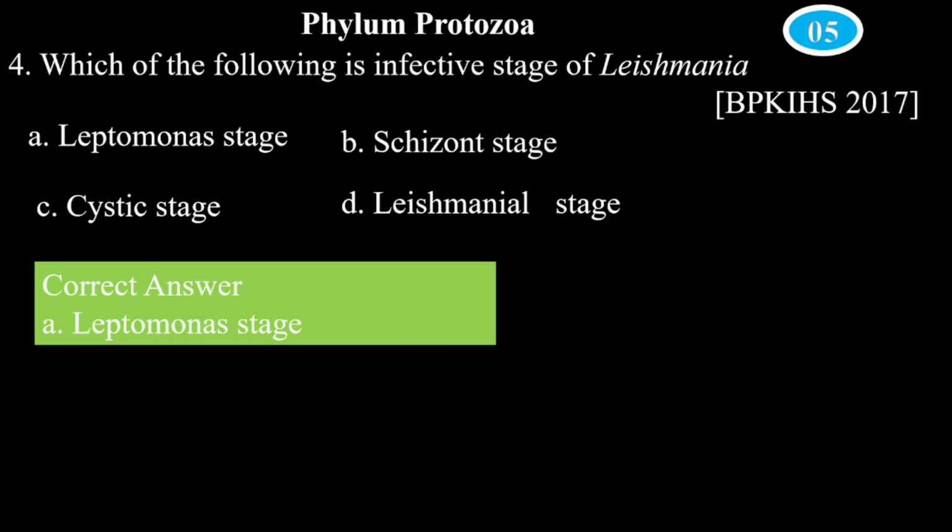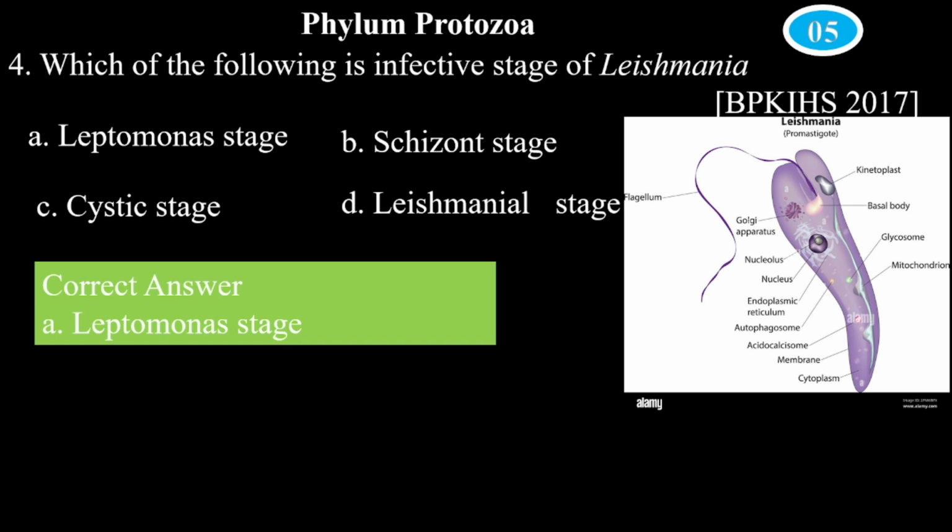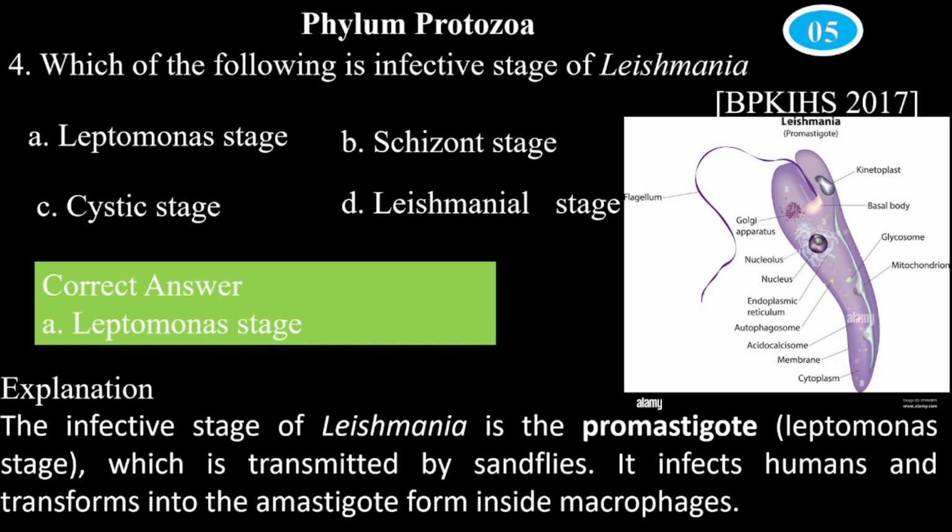The correct option is option A. Leptomonas stage. The reason is that the infective stage of Leishmania is the promastigote form, which is also known as Leptomonas stage, which is transmitted by sandflies. It infects humans and transforms into the amastigote form inside the macrophages.